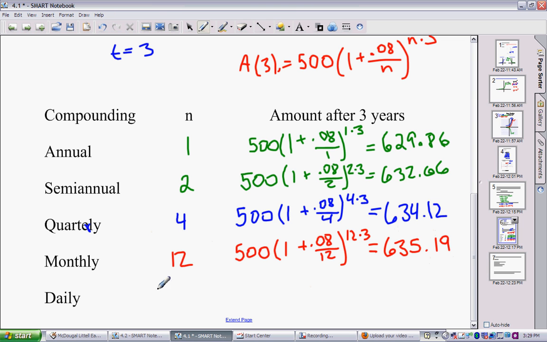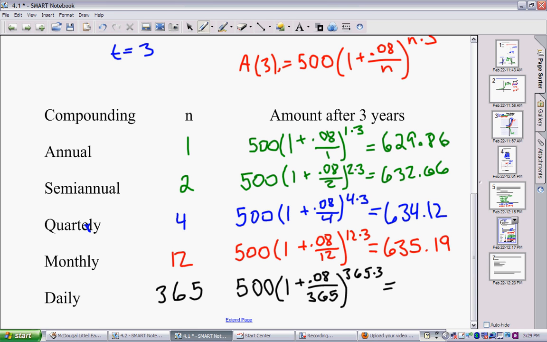And daily, let's assume they did not have a leap year in those 3 years. 365. So 500 times 1 plus 0.08 over 365 to the 365 times 3 gives you $635.60. Not that much different between the monthly and the daily. 41 cents.